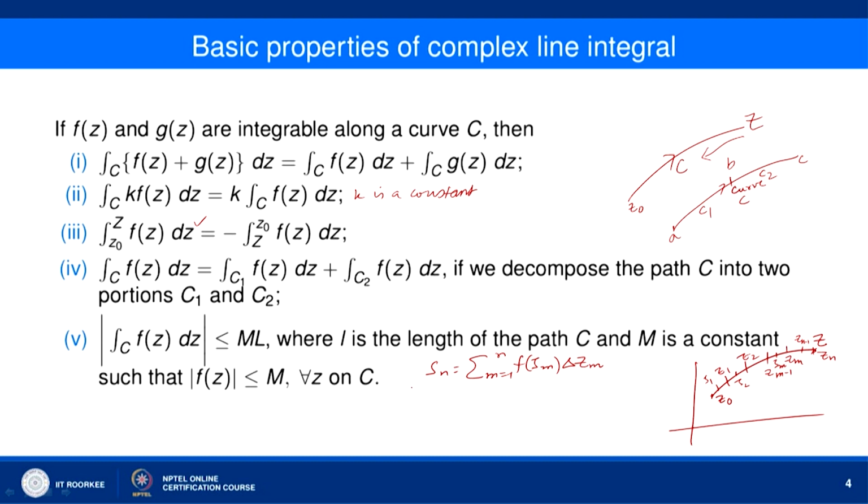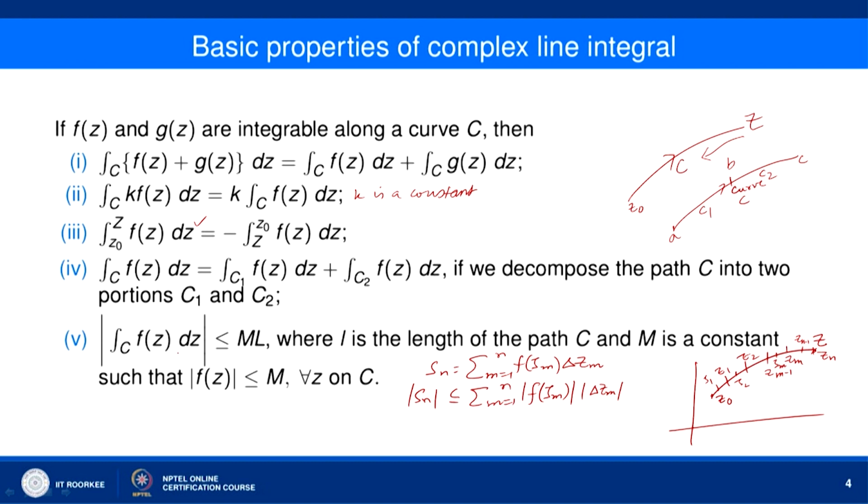So, let us see, the modulus of Sn is less than or equal to the sum over m from 1 to n of the modulus of f(zeta m) into the modulus of delta zm, okay.